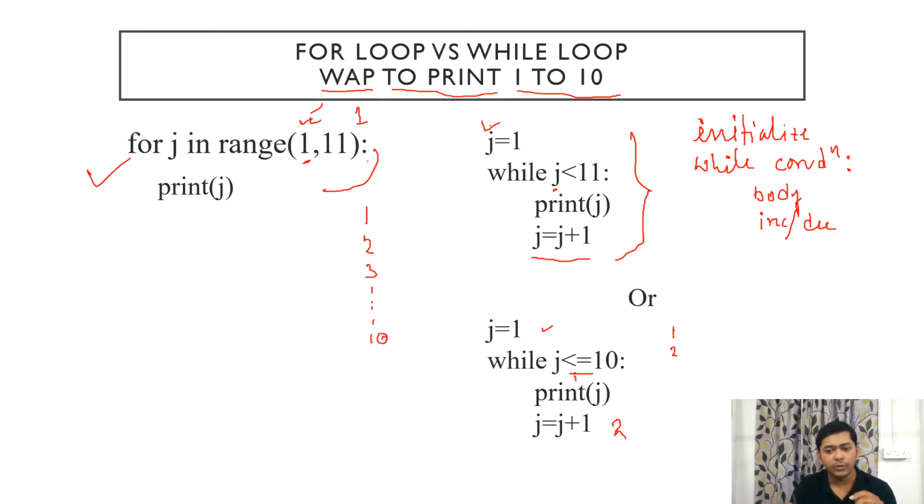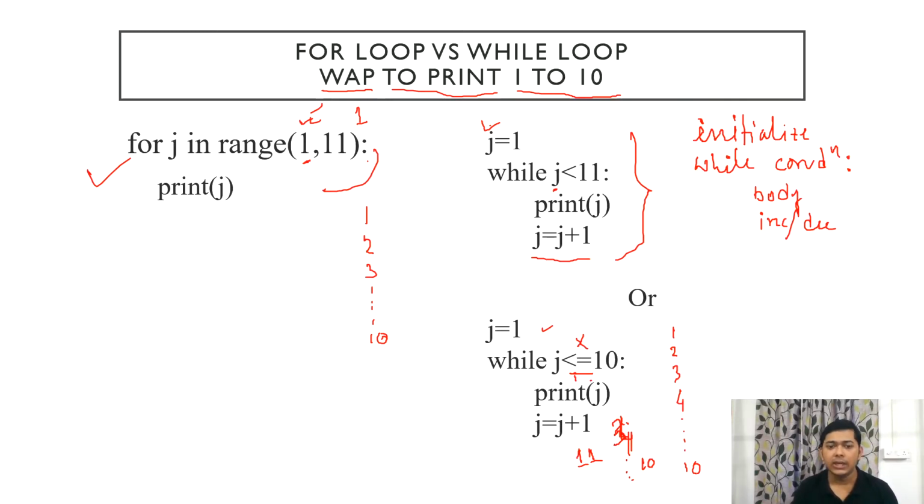Fine. After 1, 2 will be printed. Then it will be 3. Again the condition will be checked. 3 is also less than 10, so 3 will be printed. Now it will become 4. 4 is also less than 10, so 4 will be printed. Like this it will increase and go up to 10. Now 10 is equal to 10, so the condition is satisfied and it will print 10. After printing 10, the value of j will become 11. Now 11 is neither less than nor equal to 10, so this loop will stop and it will only print 1 to 10.